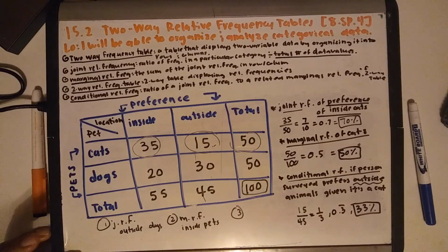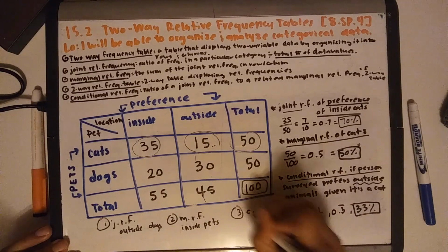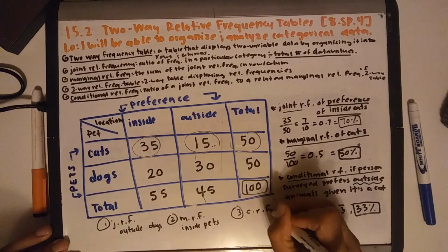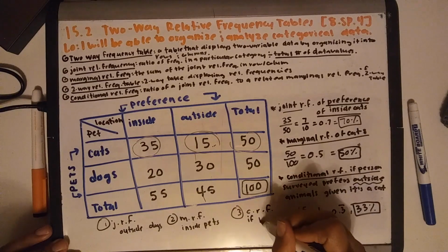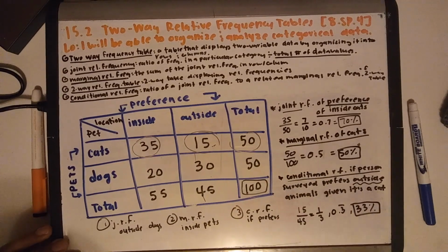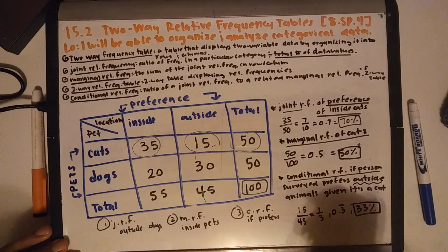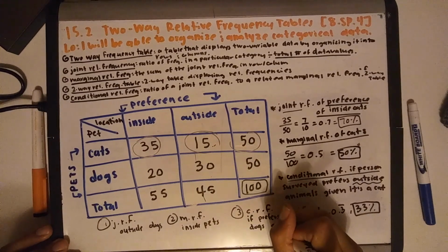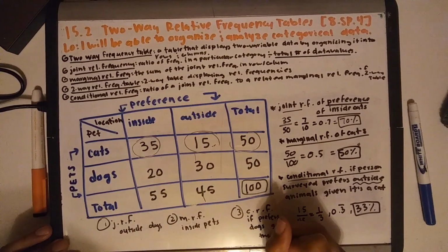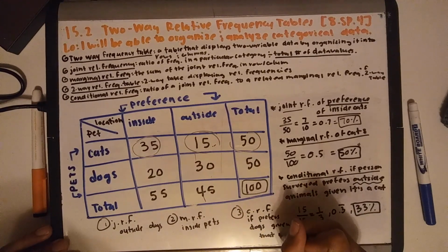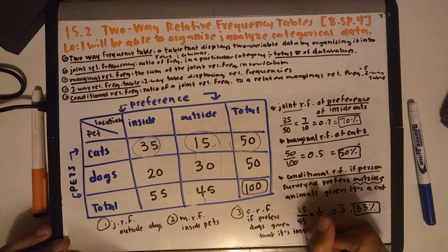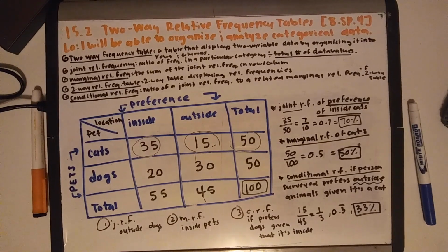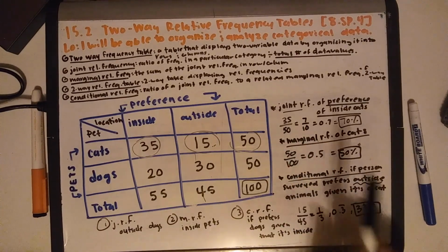And then give me the conditional relative frequency if a person surveyed prefers dogs given that it's inside. Okay, alrighty. You can either give me a fraction or a percentage.